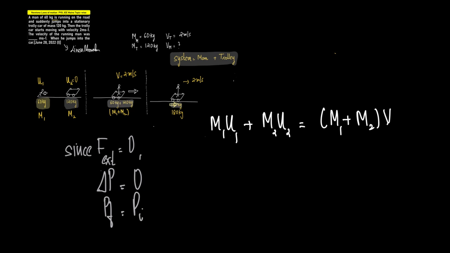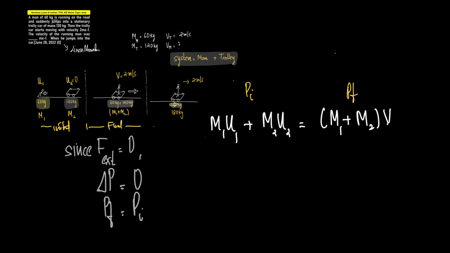The final momentum means final mass into final velocity. What is the final velocity? 2 meter per second. What is the final mass? It is m1 plus m2. So this represents the final momentum and this represents the initial momentum. Now, what is the initial momentum? This represents the initial conditions, and the second part represents the final condition. In the initial condition, there are two different masses, m1 u1 and m2 u2. So we have m1 u1 plus m2 u2.